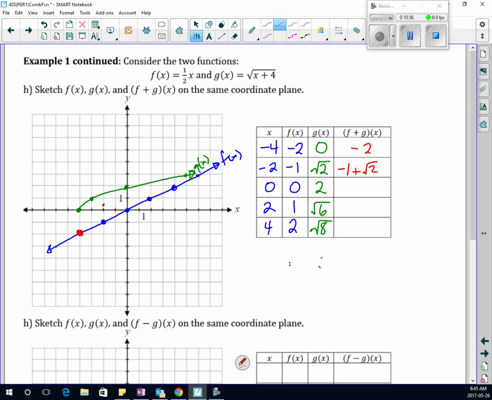0 and 2, of course. The height of 0 and 2 is going to be 2. So do you see it's kind of curving like that? Yes? 1 and root 6. What's root 6 about? Root 6 is about 2.2, 2.3. Well, we can see visually it's just a little bit past, right? So essentially we're adding a 1 to that, so it's just going to be, say, like that. Okay, and then 2 plus root 8.